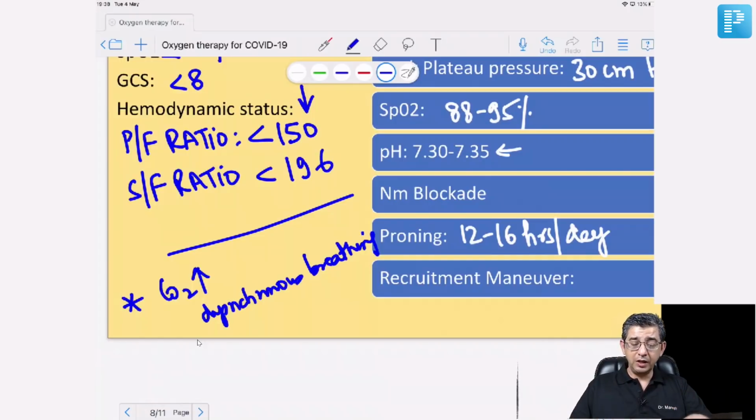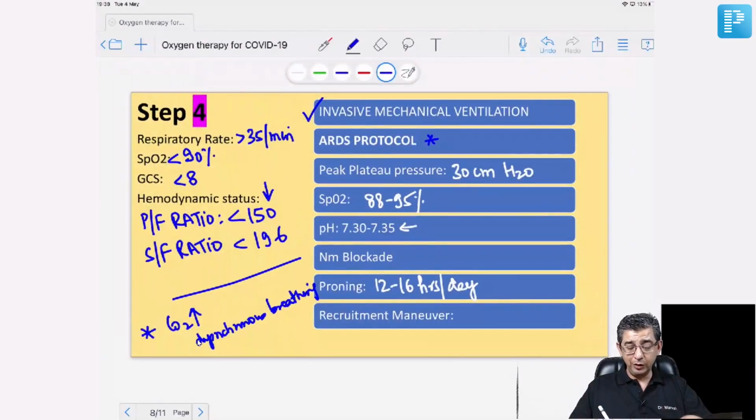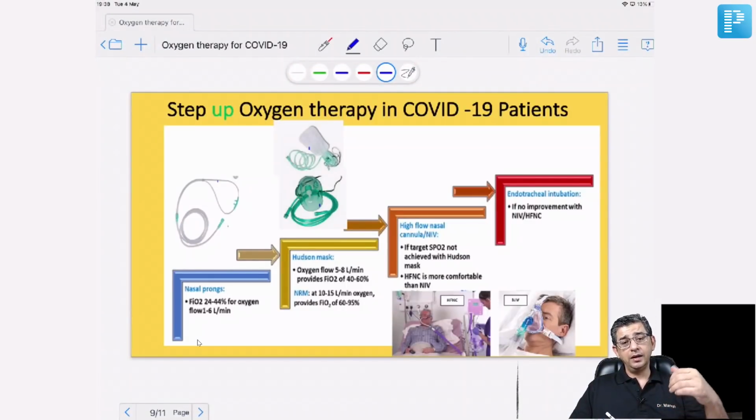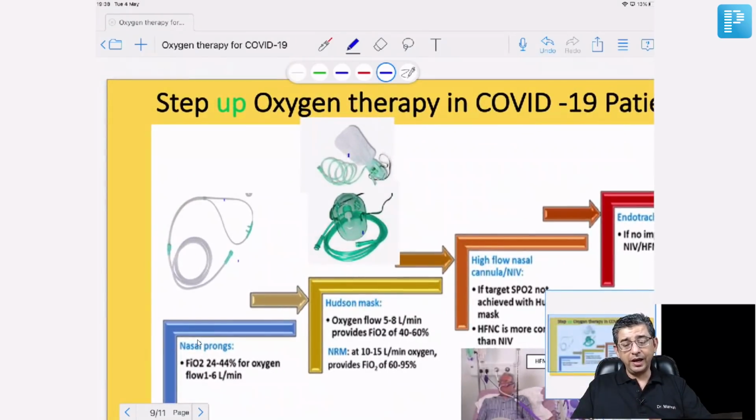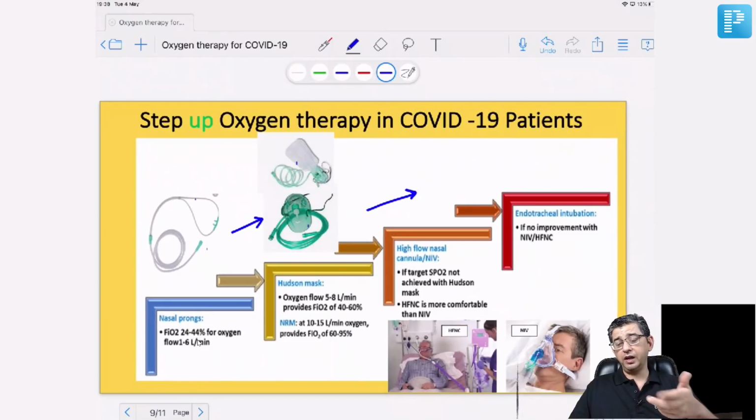Our objective is mainly to ensure proper saturation of the patient within the values that I have explained. And let's just summarize the aspects. You would start off with a nasal cannula, then you can go in for a rebreathing mask, then you can step up to a high flow nasal cannula, and then you can go in for invasive mechanical ventilation in the patient. I have explained to you the usual flow rates that you would be using and the FiO2 values for each one of these.